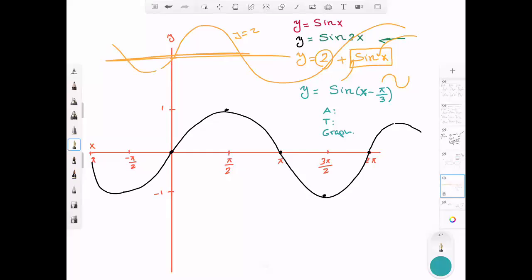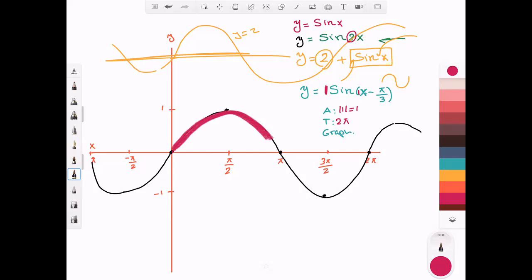So what is the amplitude here? 1. Very good. The amplitude is whatever number is multiplied by sine, which is the absolute value of 1, so it's 1. What is the period here? Is it 2 pi? Very good, still 2 pi. The formula for the period uses whatever number is multiplied by x. Here it's 1 multiplied, so 2 pi. So that means the graph is still the same. Everything is the same. So do you think the graph of sine of x and the graph of sine of parenthesis x minus pi over 3 will be exactly the same?